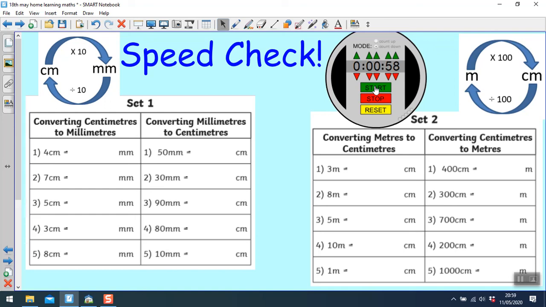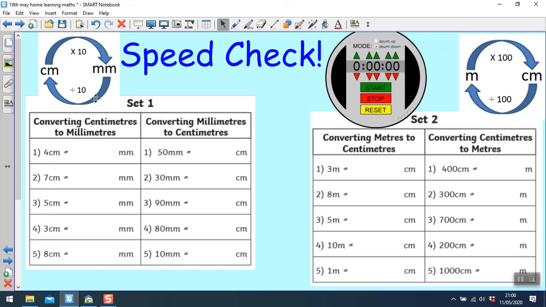1 minute left. Two, one. Okay, let's see if you've got them right then.